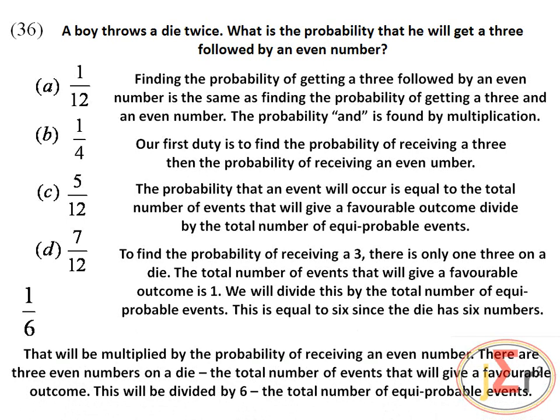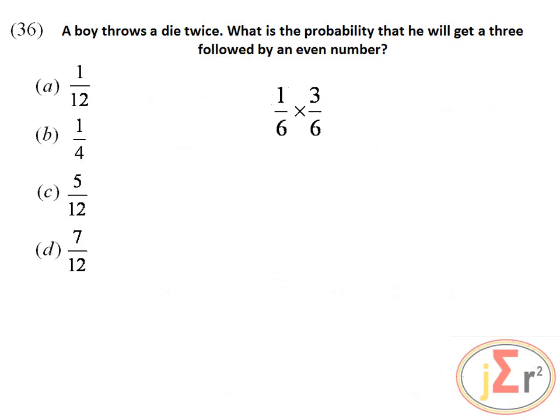There are 3 even numbers on the die, so the total number of events that will give a favorable outcome is 3. And we will divide that by 6, the total number of equiprobable events. The first one is 1/6, the second is 3 out of 6: 3 even numbers out of 6. There we have our fractions.